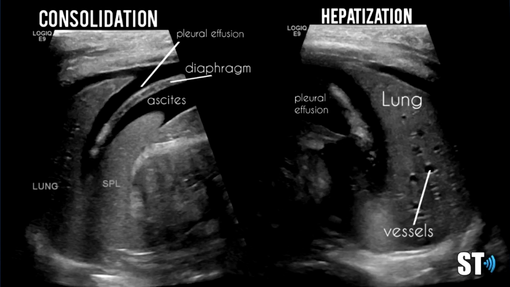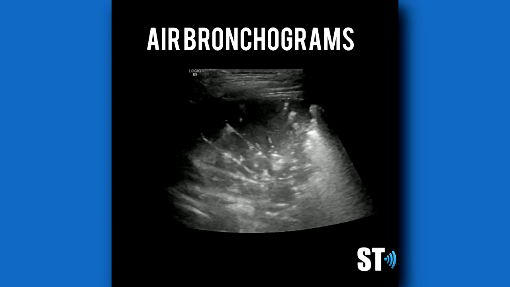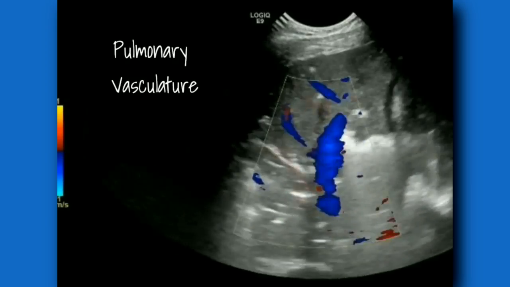All right, consolidation. When the lungs are consolidated, they're filled with fluid, and the lung takes the appearance of the liver, which is called hepatization. You may also have air bronchograms, which are air bubbles that are still within the bronchioles, surrounded by consolidated tissue. With color Doppler, you can see blood flow within the pulmonary vessels.